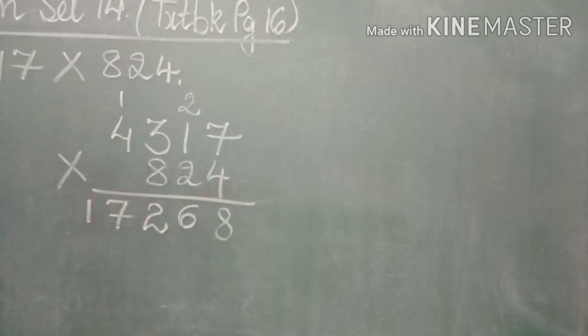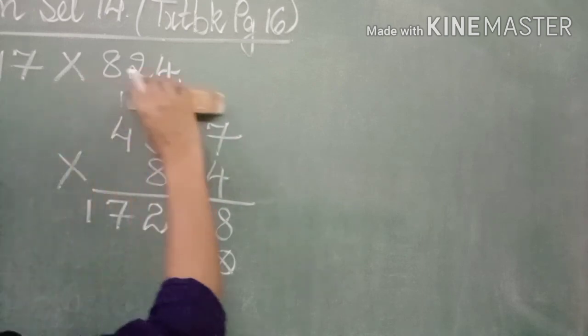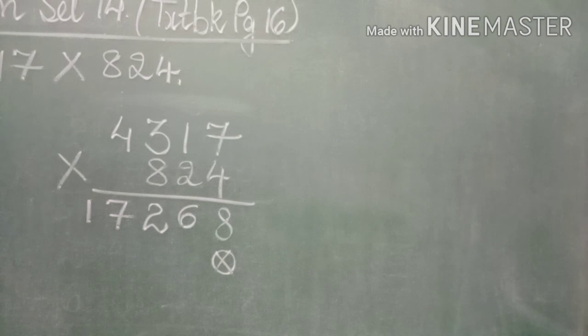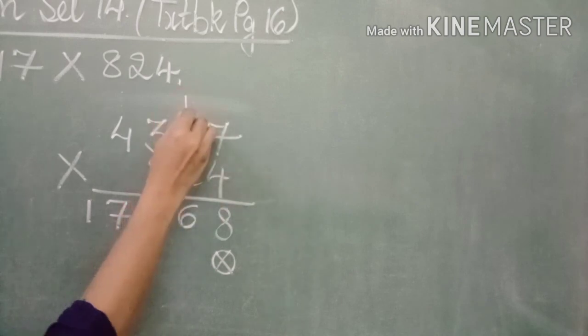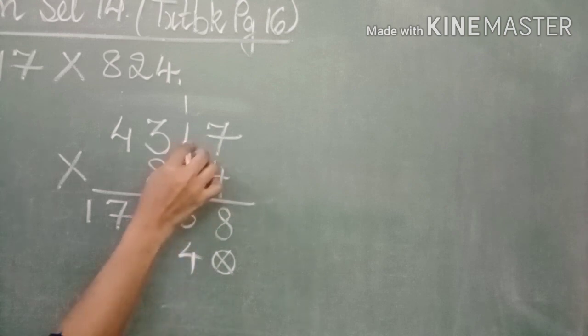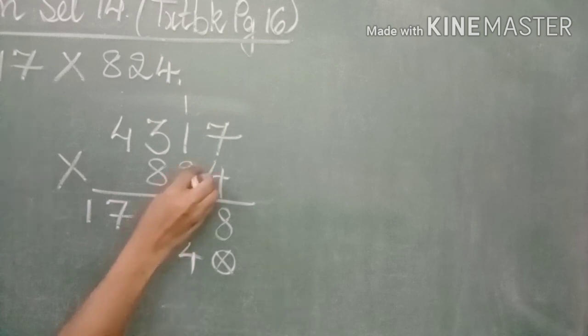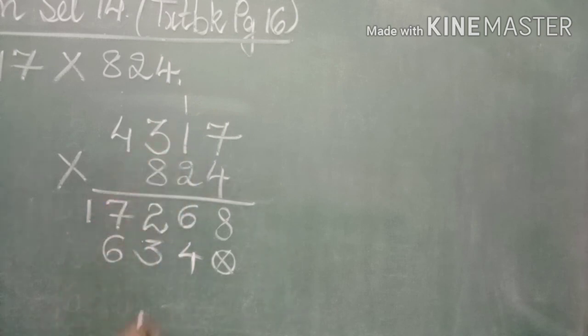Now this 4 was in the units place. Now we are going to do the calculation for the tens place. Which number is in the tens place? Number 2. So 2 7s are 14. Before that we have to erase this out. Okay. 2 7s are 14. 1 will be carried up, 4 will be written down. 2 1s are 2. Plus 1 becomes 3. 2 3s are 6. And 2 4s are 8.